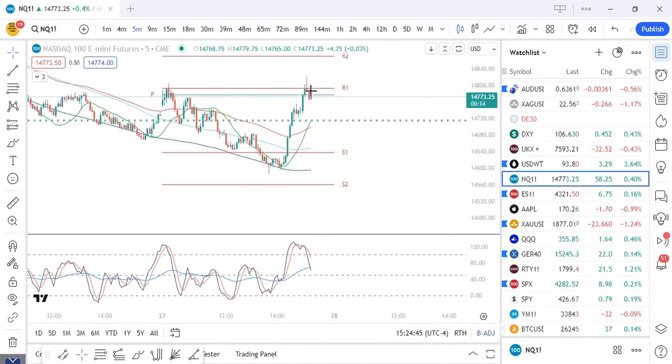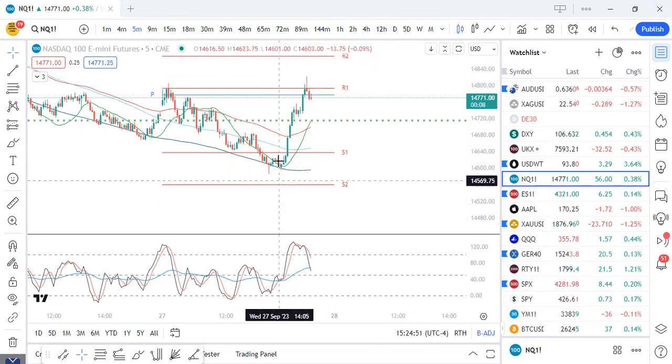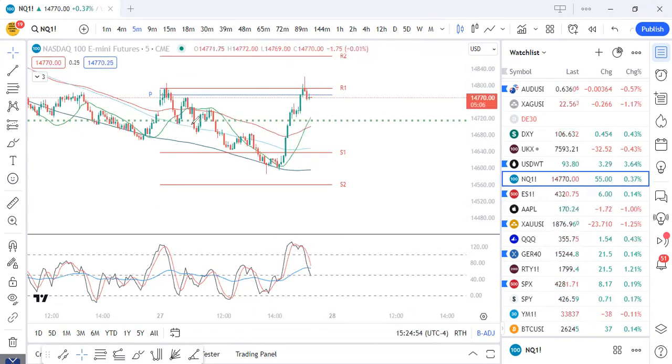I'm not going to chase after it. I will let it correct and then I will buy again. So no need to chase. And I already took many trades. I took so many trades today. So it's fine. I'm happy.